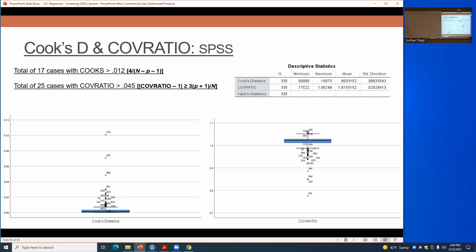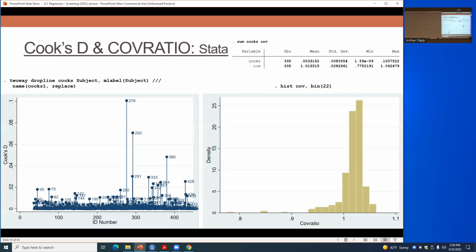But again, Sam, if I'm looking at this in terms of my influence values, if we're just looking at Cook's distance, which cases might I be most concerned about? Yeah, right. 276, 292, 380. These are all ones that are kind of hanging out. These are all probably not great, but these ones are really looking like they might be problematic, right?